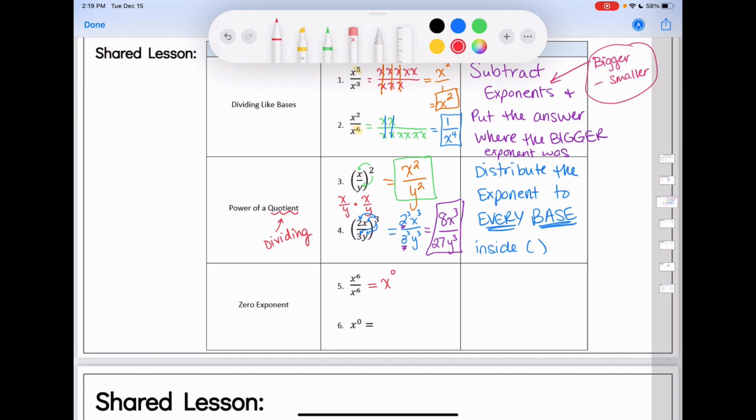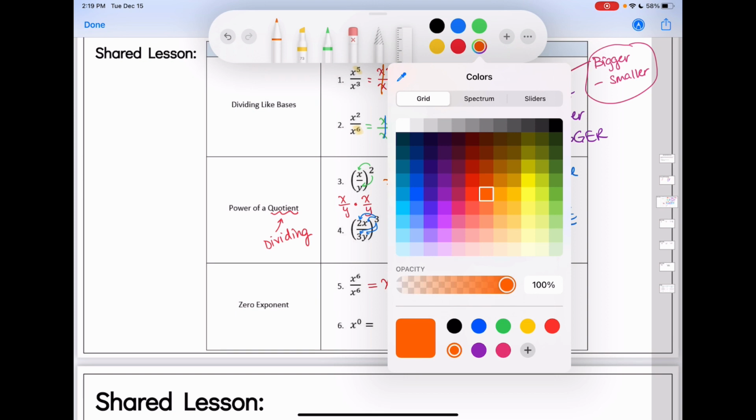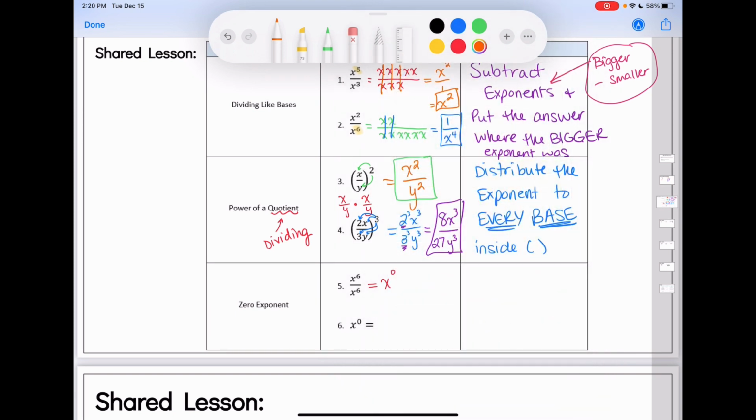But you can also think about, remember what happened when I had the same thing on the top and the bottom of the fraction. When I have the same thing on the top and the bottom of the fraction, they cancel each other out, right? 6 x's on the top and 6 x's on the bottom cancel out. And when things cancel out, that means they equal 1. So anything to the 0 power actually equals 1. And you can think of it because it's like having the same thing on the top and the bottom. When you subtract your exponents, it would give you x to the 0 power.